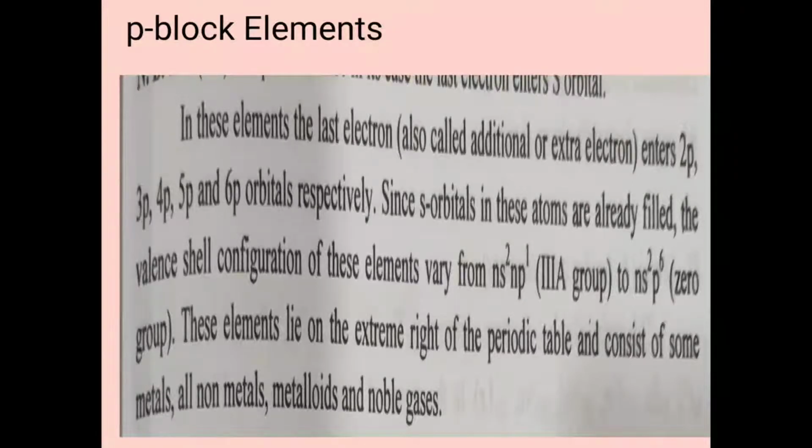Since s orbitals in these atoms are already filled, the valence shell configuration of these elements varies from ns2 np1 to ns2 np6, meaning zero group elements. These elements lie on the extreme right of the periodic table and consist of some metals, non-metals and metalloids and noble gases also.